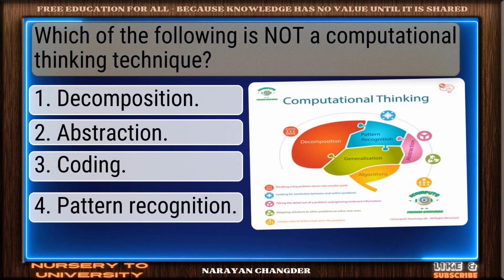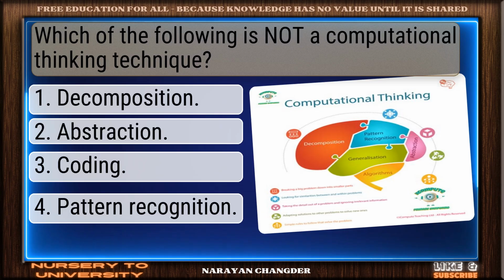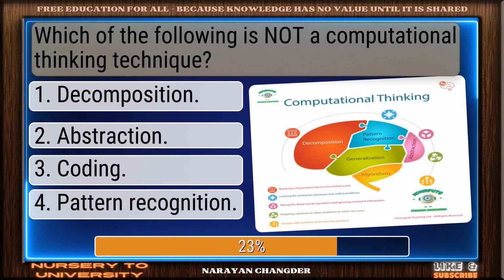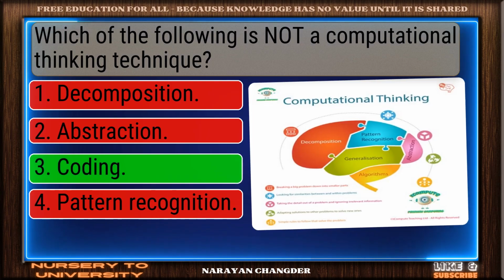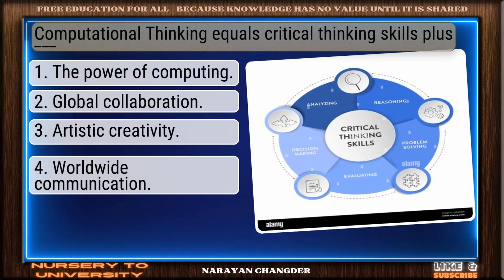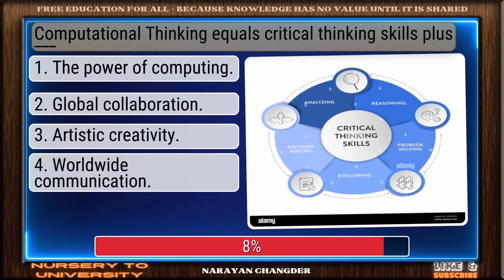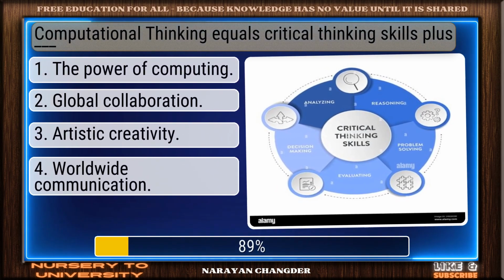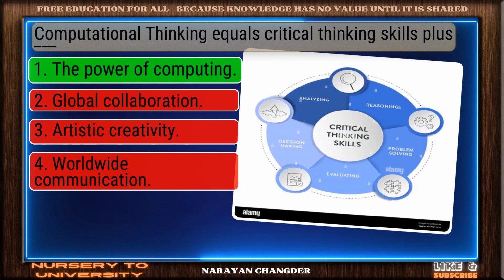Question number 7. Which of the following is not a computational thinking technique? Right choice. Coding is the best answer. Question number 8. Computational thinking equals critical thinking skills plus dash. Good thinking. The power of computing is the right answer.